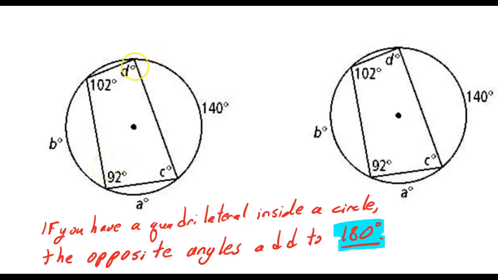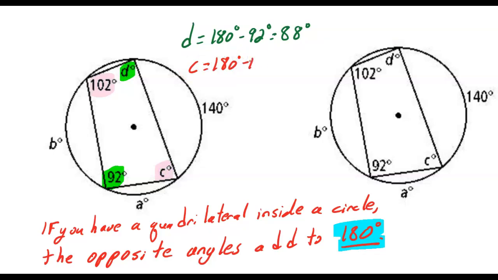So in this picture, angle D and 92 add up to 180. So D is 180 degrees minus 92. And doing the math on that, we'll get 88 degrees. Likewise, angle C and 102 add up to 180. So C is 180 minus 102. And doing that math, you get 78 degrees. The intent was that the opposite angles in a quadrilateral add up to 180 degrees.